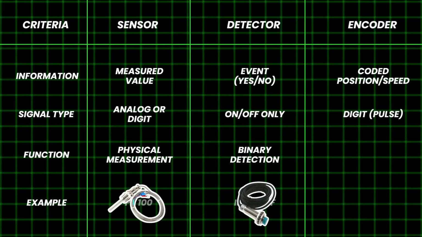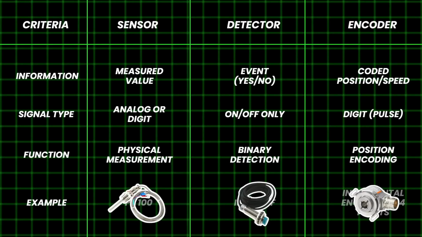The signal type is always digital because it contains bits and bytes, so it's a pulse. The function is position encoding, and as an example, we have the incremental encoder, 1024 points, as shown in this image. So here comes the classification.